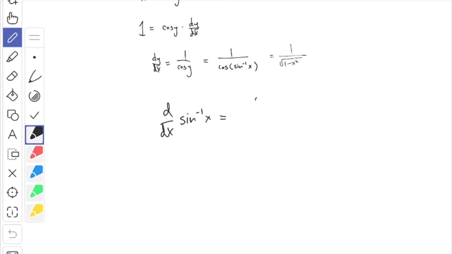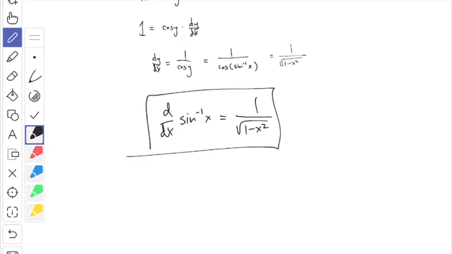It is this. And this also, I would say, falls in the category of don't memorize this formula, but when it comes up, you should be able to go find it in your notes. All right, 1 over square root 1 minus x squared. Any questions about that so far? This is the derivative of inverse sine.